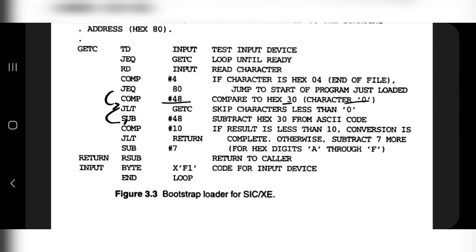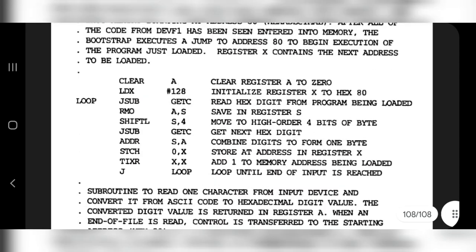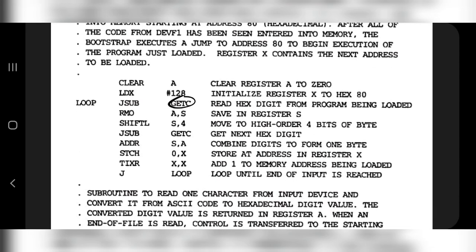If it is less than, then skip to the next part here, and subtract 48 from the ASCII code. Then compare it with 10. If it's less than 10, the conversion is complete, because only if it's greater than 10 do we need to convert into an alphabet, right? Otherwise, if it's less than 10, the numeric value stays the same. After this is done, we return to the calling point, from where we had called the function. After getC is done, the character is taken and converted to hexadecimal, and that's saved in the register.